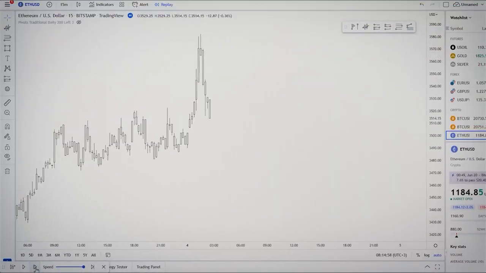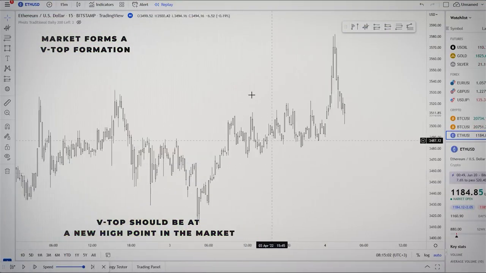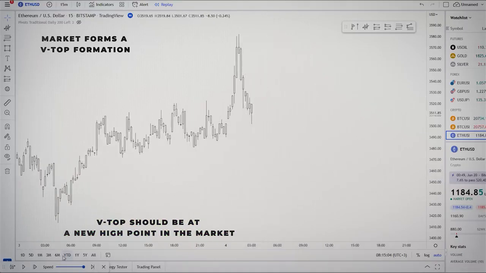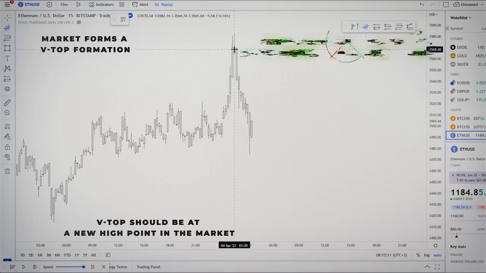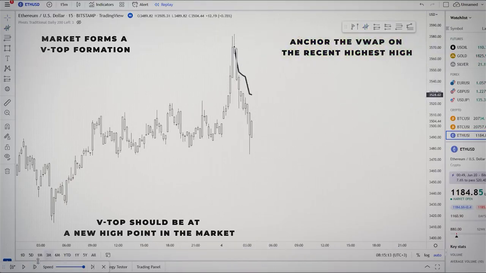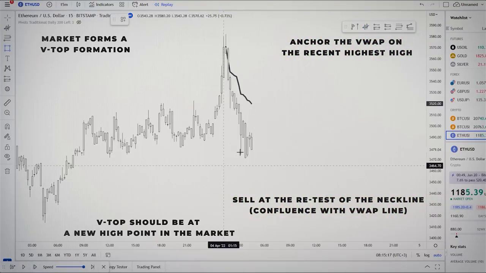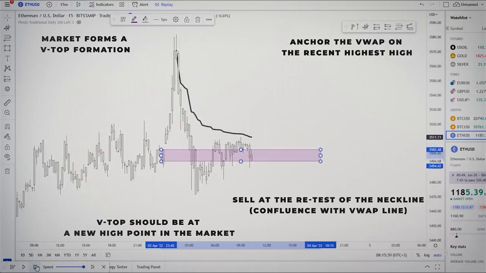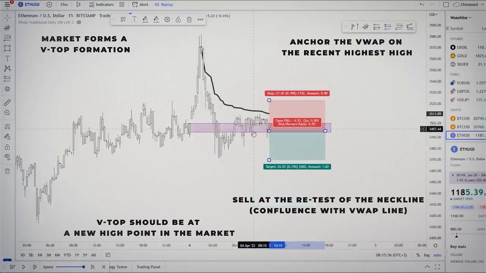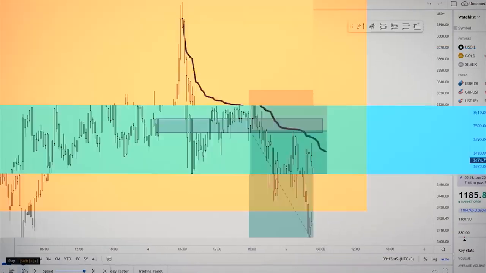For a short signal, market forms a V-top formation. The V-top should be at a new high in the market, so you can't trade the formation if there are recent highs above it. After you found the V-top, you anchor the VWAP on the recent highest high. If the retest of the neckline, the static resistance, aligns with the anchored VWAP as dynamic resistance, you look to sell the retest of the neckline.